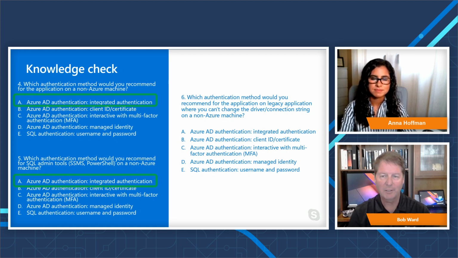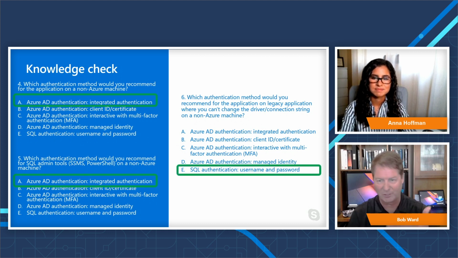If you can't change the connection string, it's a legacy app. I hate to tell you this, but A through D are not going to be the answer, right? Right, because the legacy app's not going to be using Azure AD. So the only possible answer is E, even though you're trying to eliminate hard-coded information. It's a non-Azure machine, so obviously you can't do D. But since it's that legacy app and they cannot change the driver connection string, I would say E has to be the answer, actually.